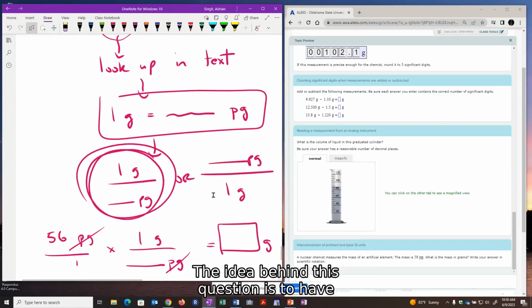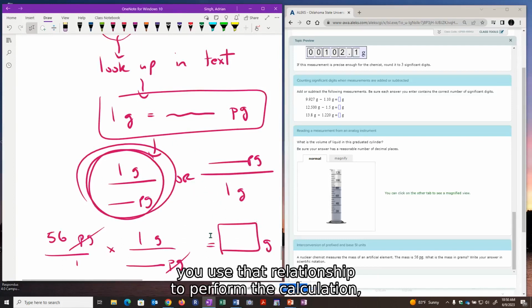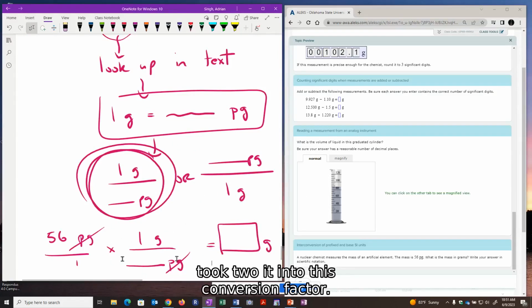The idea behind this question is to have you use that relationship to perform the calculation, to incorporate it into this conversion factor. So the technique here is the important thing, because we'll use conversion factors and dimensional analysis not just this week, but the subsequent weeks in the semester.